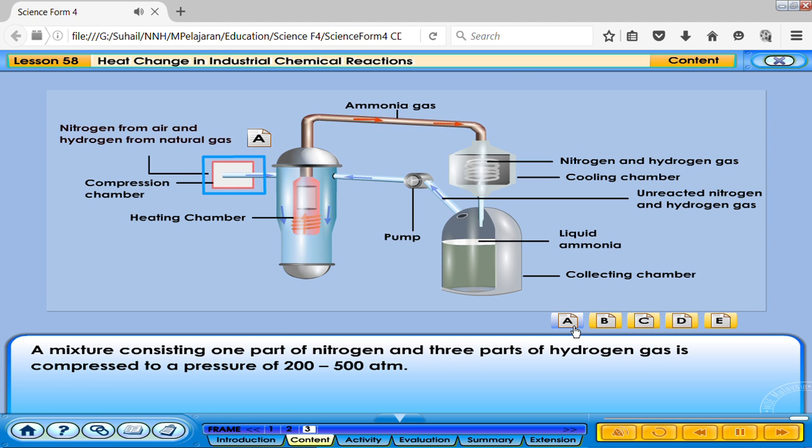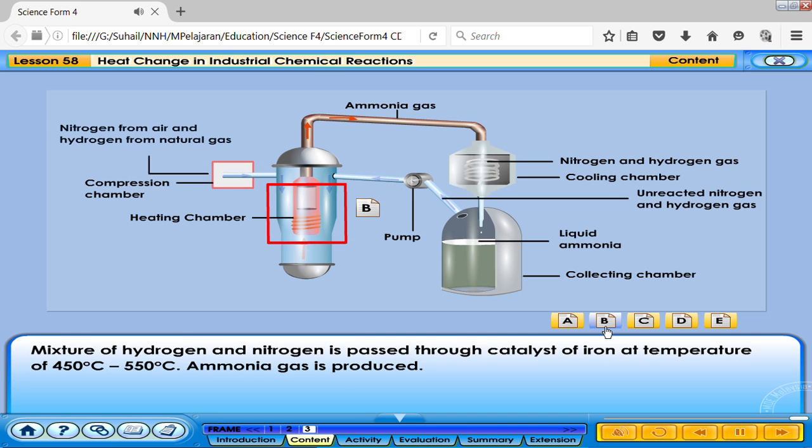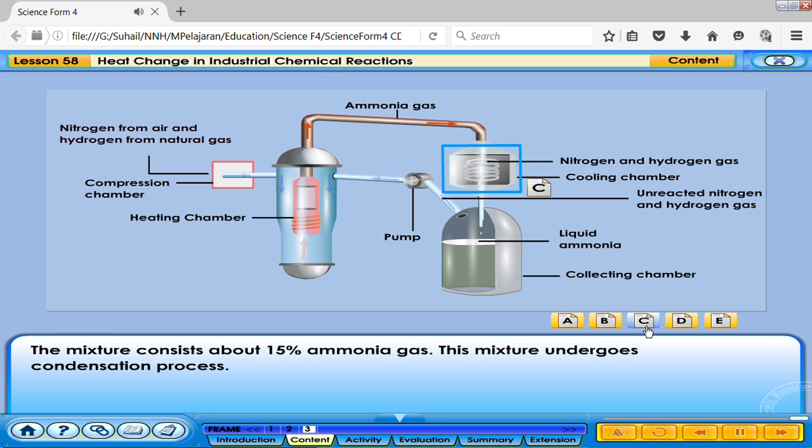A mixture consisting 1 part of nitrogen and 3 parts of hydrogen gas is compressed to a pressure of 200 to 500 atm. The mixture of hydrogen and nitrogen is passed through catalyst of iron at temperature of 450 to 550 degrees Celsius. Ammonia gas is produced. The mixture consists of about 15% ammonia gas.